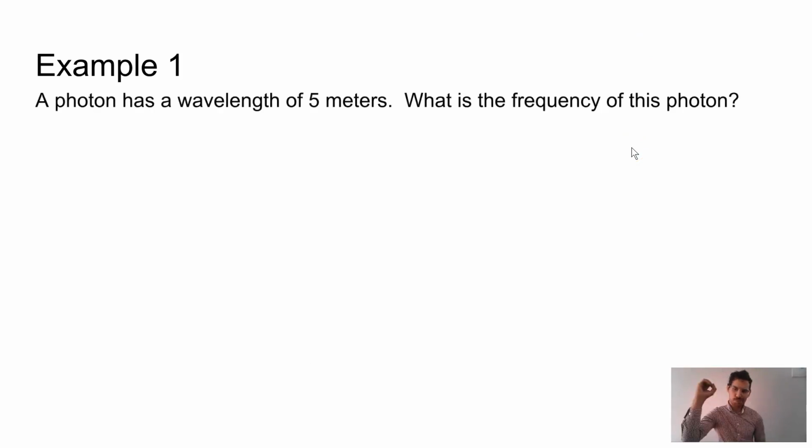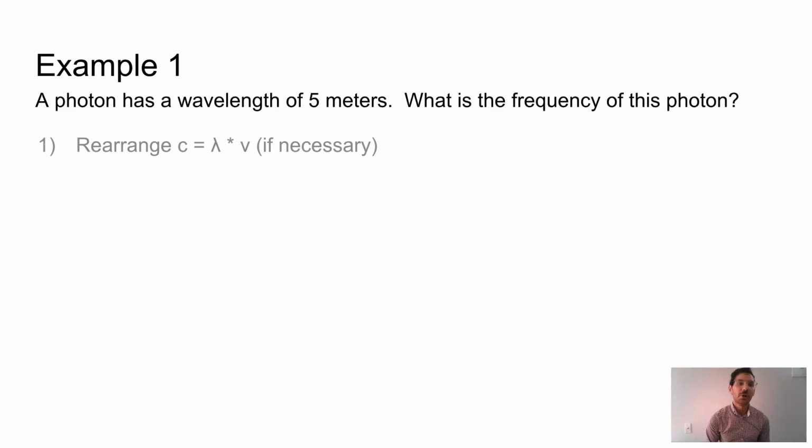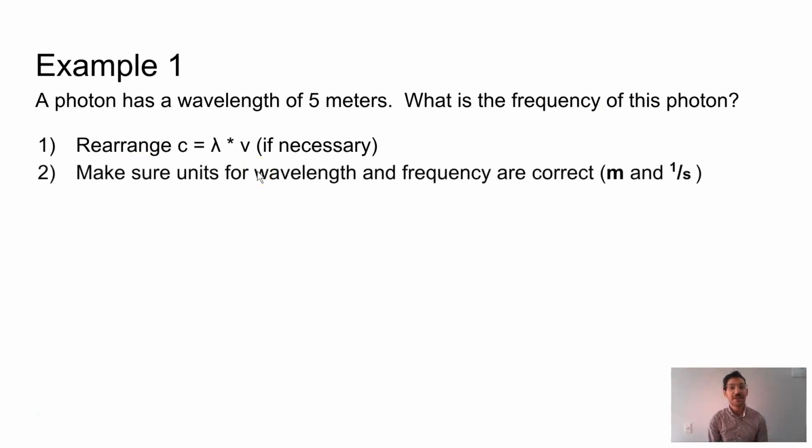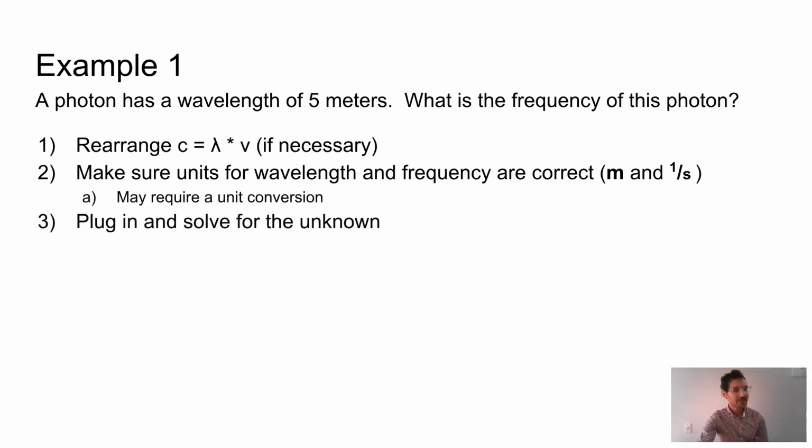So we've got a photon, and its wavelength is 5 meters. What is the frequency of this photon? Well, the first thing we're going to want to do is rearrange our primary equation if necessary. Pick which way we're going to use this. And so we want to solve for frequency, so we should rearrange it so frequency is all by itself on one side. We need to make sure that our units for wavelength and frequency are correct. They need to be in meters and inverse seconds, or hertz. So we can look at this and say, oh, 5 meters, that's pretty chill. So this might require unit conversion. Not in this case, though.